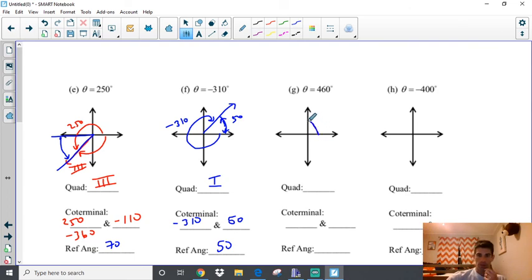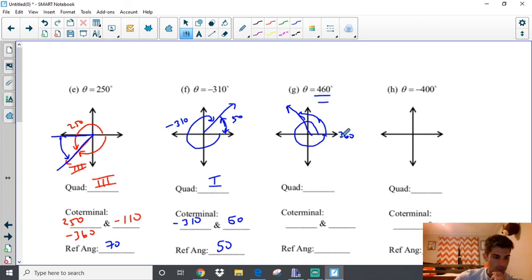All right, 360, 460. Positive. 9, 18, 27. I just completed a full circle. That was 360. So I got to keep going for another 100 degrees. So that's 360 and 100. That's how you get your 460.